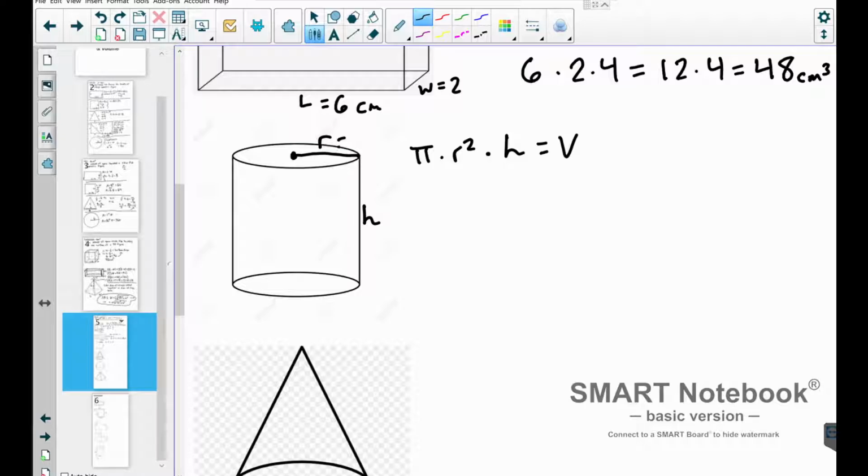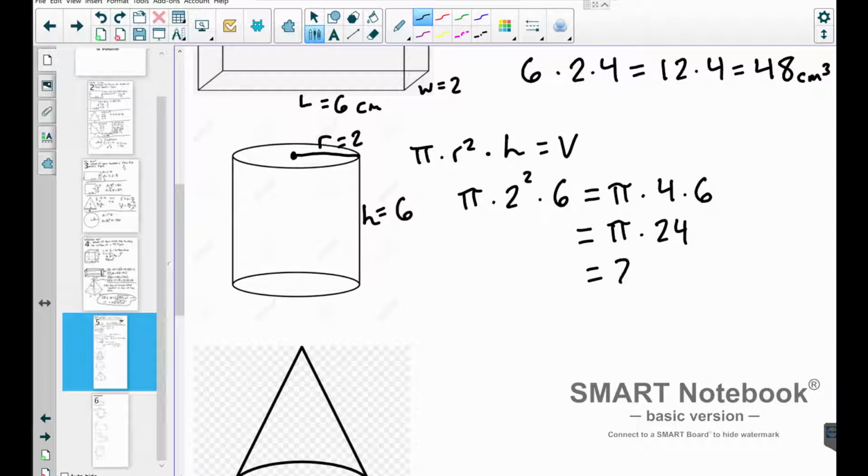So if our radius is 2 and our height is 6, we can say pi times 2 squared times 6 is going to be our volume. So that would be the same as pi times 4 times 6, which would be equal to pi times 24. And we can just rewrite this to 24 pi.